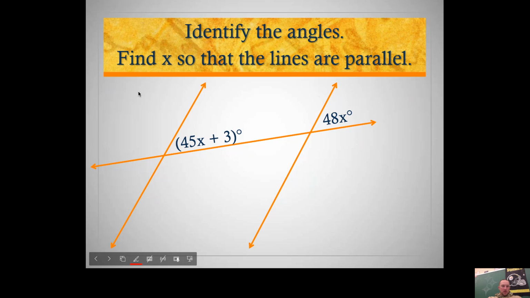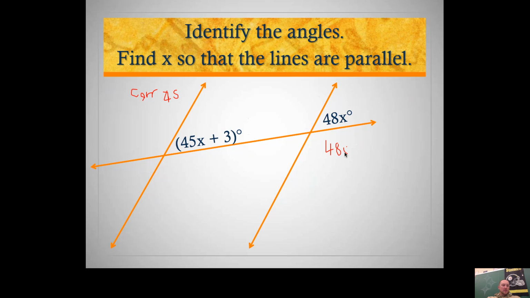These angles are corresponding angles. And I'm going to break this horribly, it looks like. Corresponding angles. Oh my goodness. Yeah, this is a mess. Corresponding angles. If you want the lines to be parallel, your corresponding angles need to be the same.